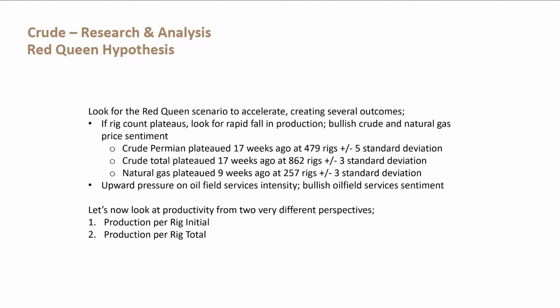What we're going to walk you through now is two views of how to think about production and productivity. The first view is production per rig initial, which is a very common approach to use. And then we're going to show you an unconventional way to think about it. We're going to call it production per rig total.